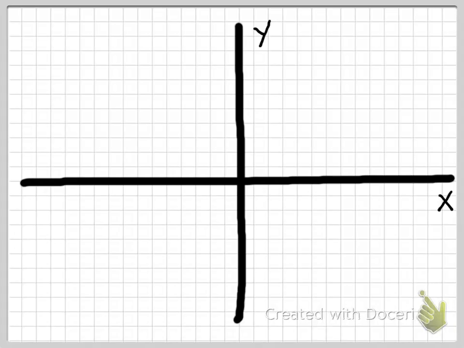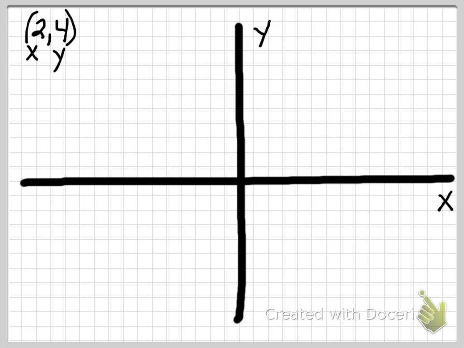Alright, so we're going to work on plotting points today. If you notice what I have on the screen, I have an XY coordinate plane. The x-axis is always going from left to right, whereas your y-axis is going up and down. So, let's say I'm going to make the point 2, 4. Now remember, when you're dealing with an ordered pair or a point, the first number is always your x, the second number is your y.